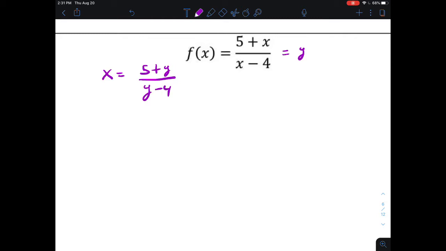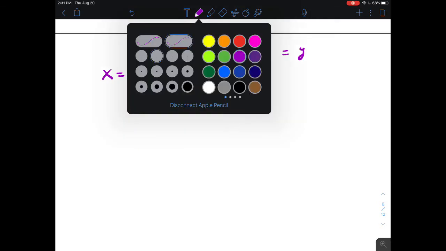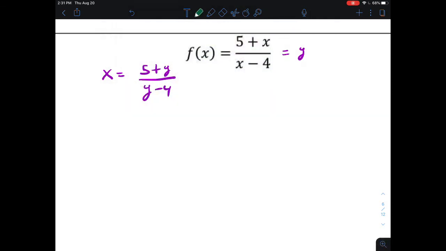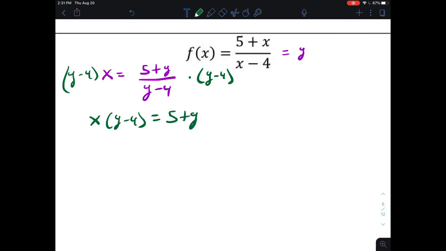Now here I need to try to get this to be y equals, and I cannot do that when I have y in the denominator. So I'm going to multiply both sides by the expression in the denominator that has y in it. So that's going to give me x times y minus 4 is equal to 5 plus y.